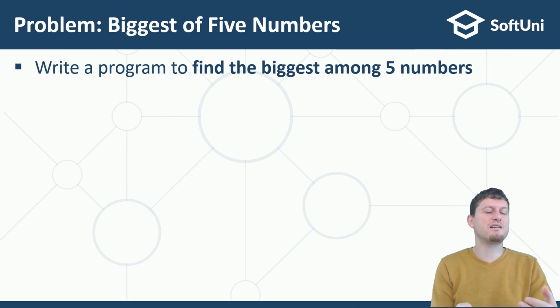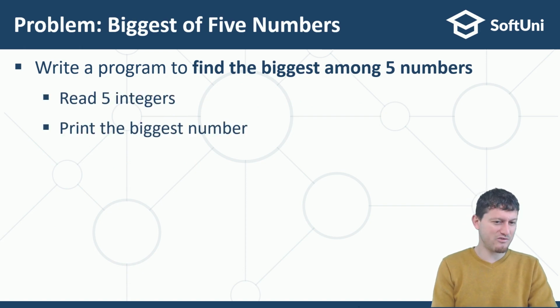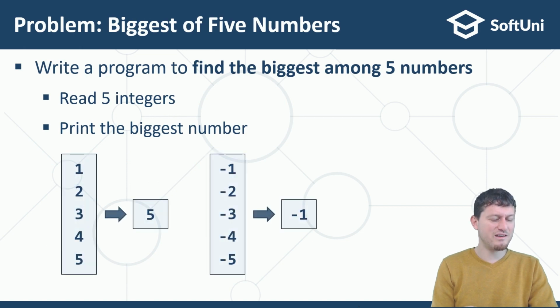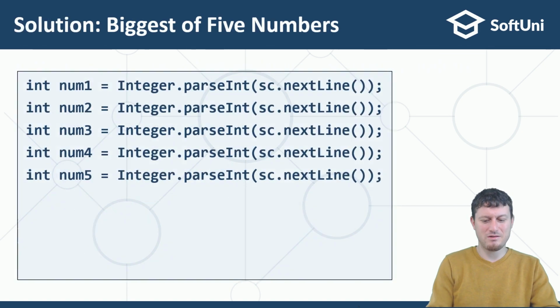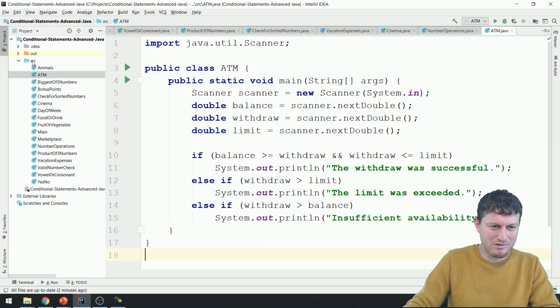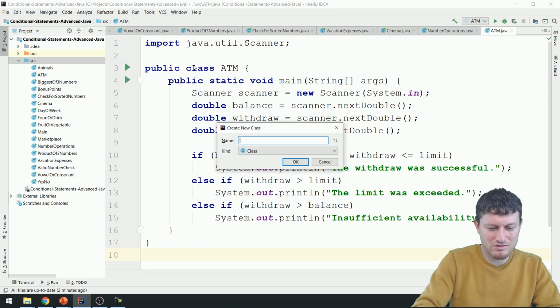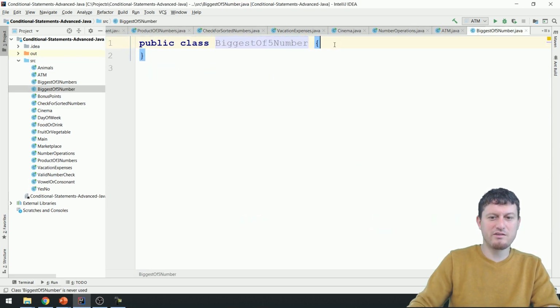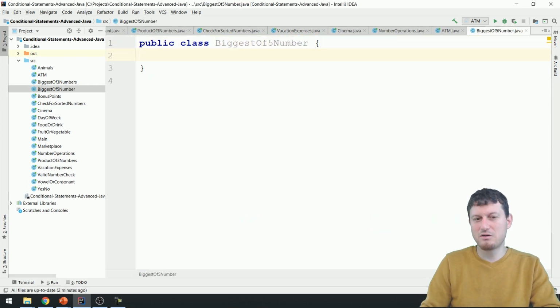It's about writing a program to find the biggest among 5 numbers. We have 5 numbers, 5 integers, and print the biggest of them. Here is 5, here is -1. Okay, so let's solve this problem. It's called biggest of 5 numbers. We go here, we increase the font with Control and the mouse wheel.